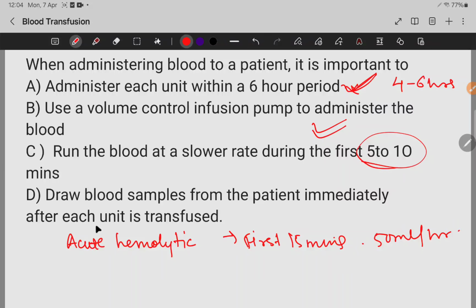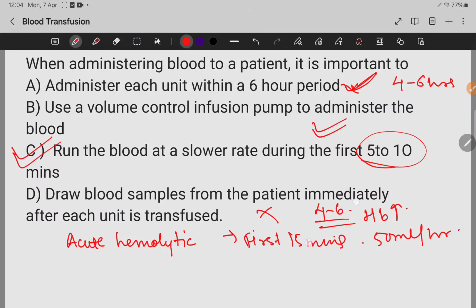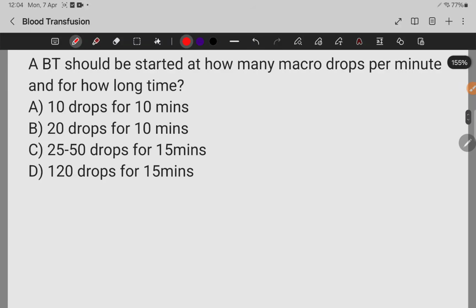Draw blood samples from the patient immediately after each unit is transfused. This is wrong. Okay, after each unit is transfused, it requires at least 4 to 6 hours to increase the HB. That is why this option is wrong, and our right answer is option C. Next question is, so now only we have seen that the BT should be started how many microdrops per minute and for how long. Okay, so just we have seen that it is 50 drops for the first 15 minutes.